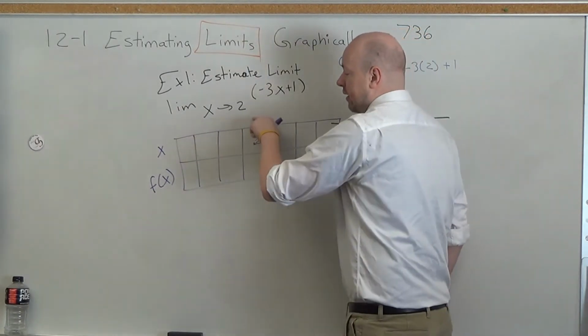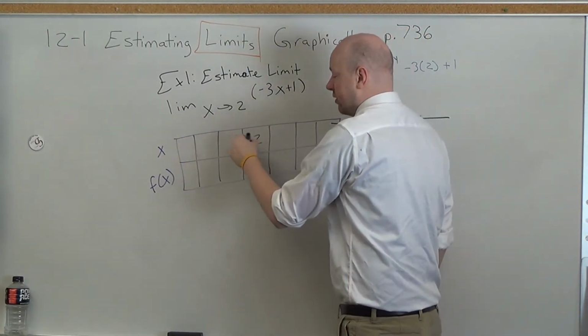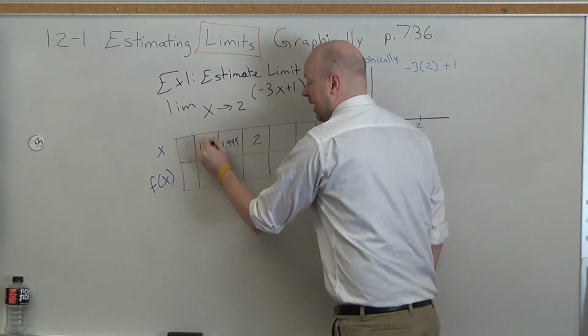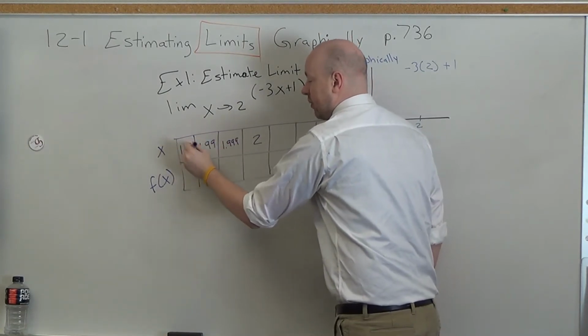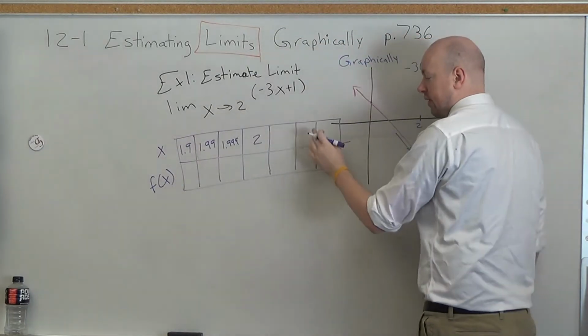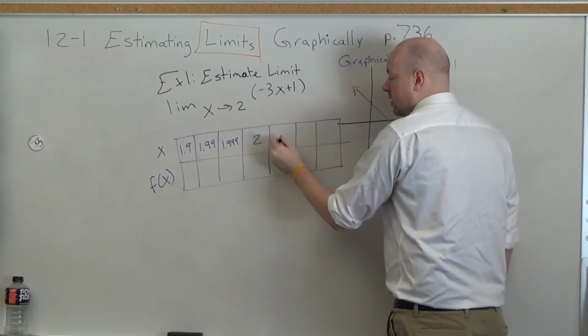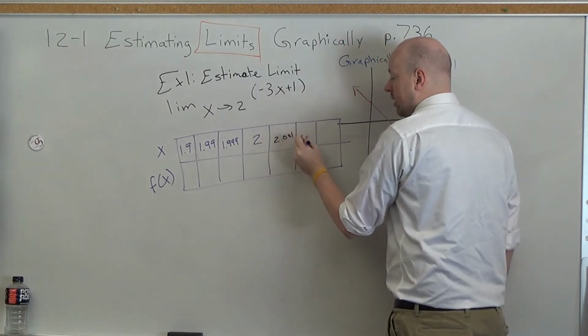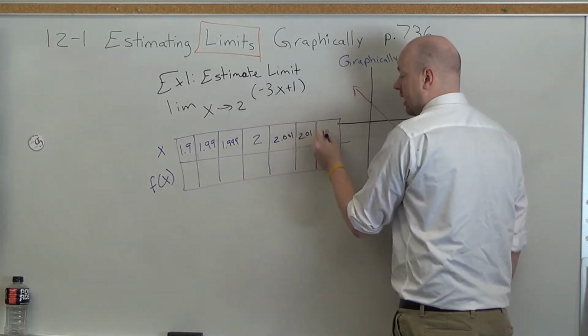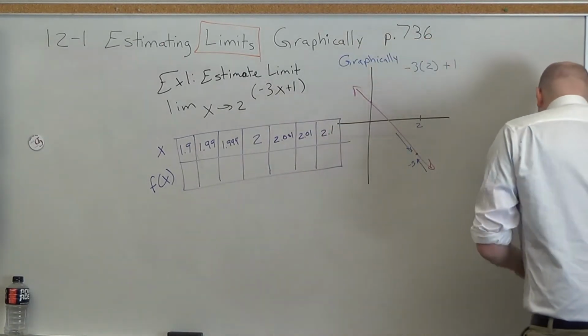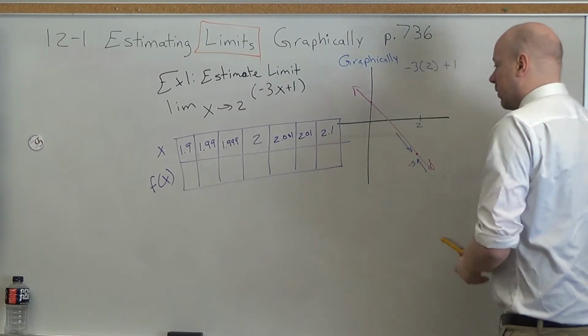Now I need numbers that clearly get up to 2, so we used 1.999, 1.99, and 1.9. Inversely, I need numbers that are bigger that slowly get down to 2. So 2.001, 2.01, and 2.1. Now all I gotta do is start typing those things into my equation.